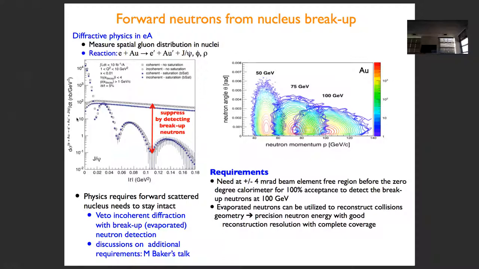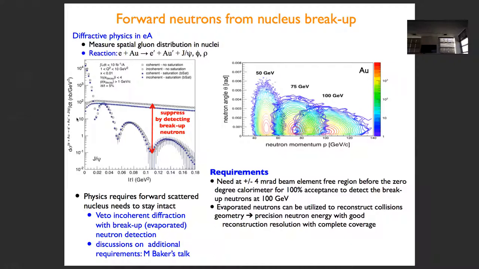Another limit we need to know is the forward neutrons from a nucleus, the breakup. This is, again, for a diffractive event in eA. So you want to measure basically nothing to tag the coherent process. So that is very important. Here there's a huge separation at the t is, for example, like 0.1.